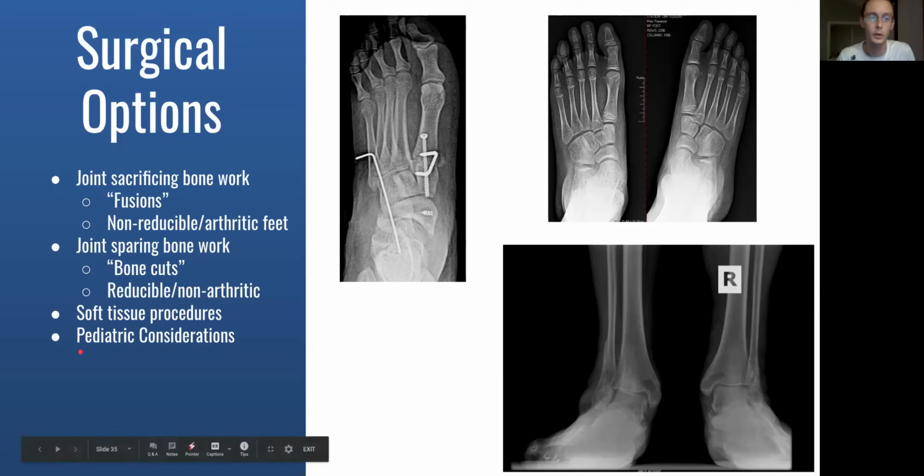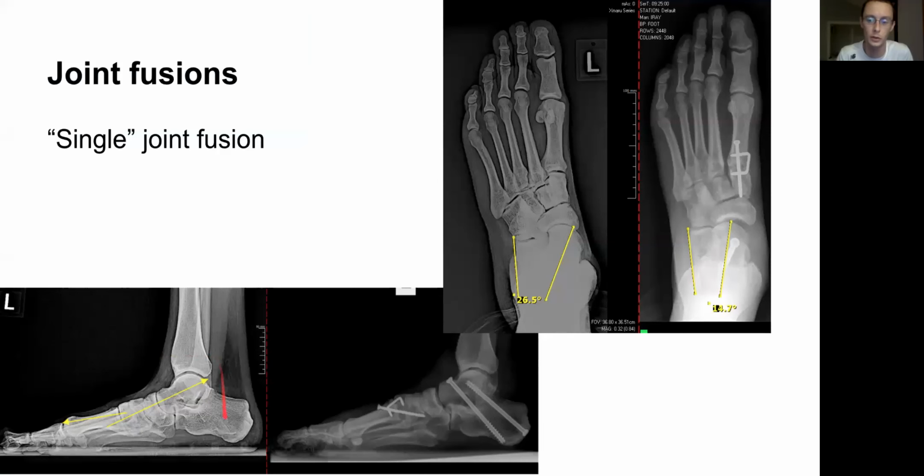And then there are other surgical options for kids that are different than adults. So we'll blow through some quick surgical corrections here. This is one that's very common for me to do. You can see on the image on the bottom left that the talus is pointing down towards the ground, and the first metatarsal is kind of floating up in the air.